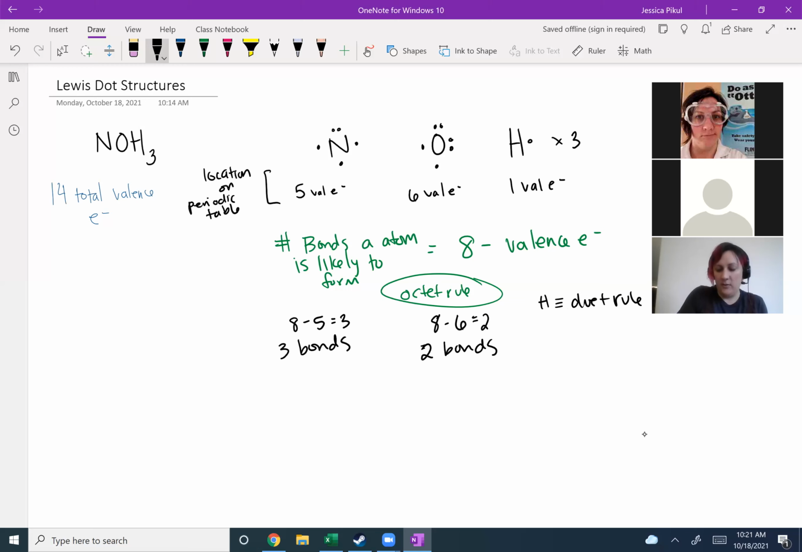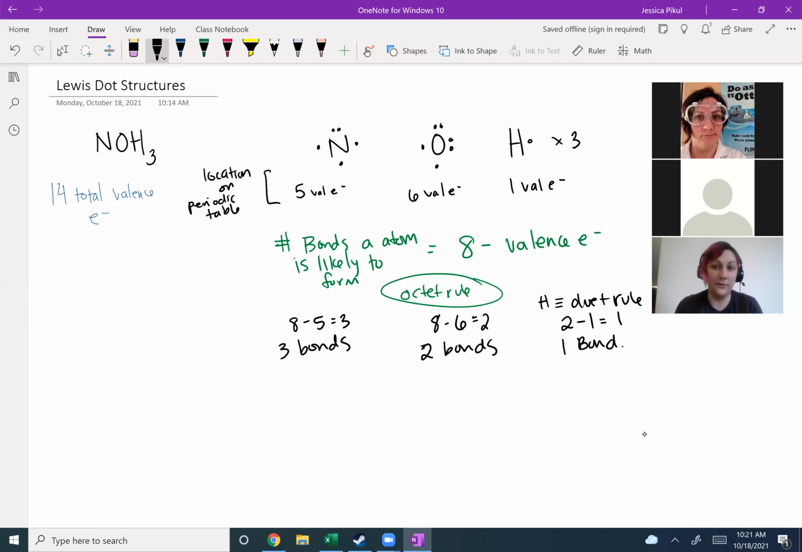It follows the duet rule. So it's really 2 minus 1 equals 1, so it'll form 1 bond. So that's kind of the weirdness of hydrogen. It's never going to have more than 2 electrons around it. It just can't. It doesn't have the ability to support that.